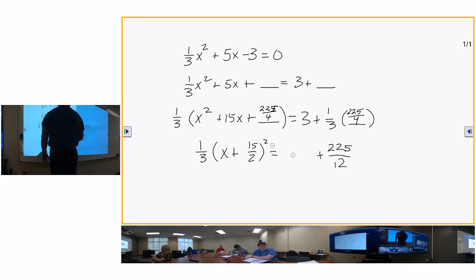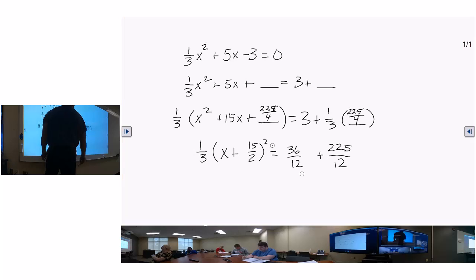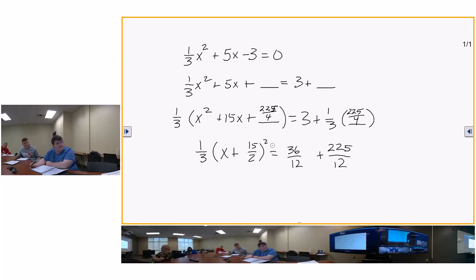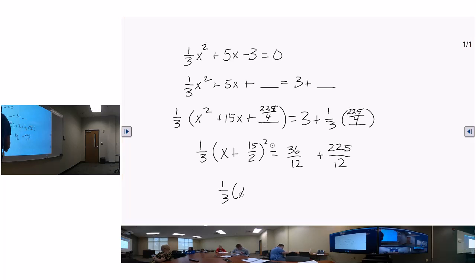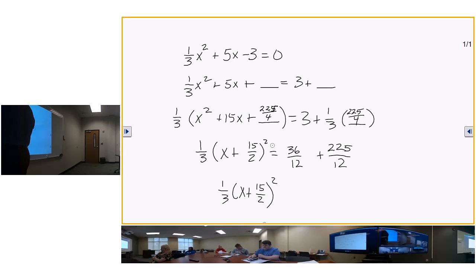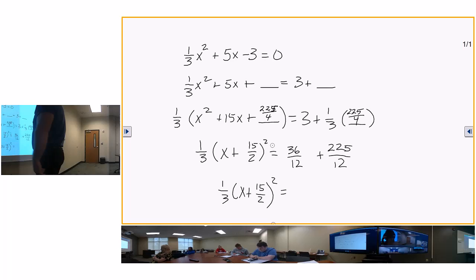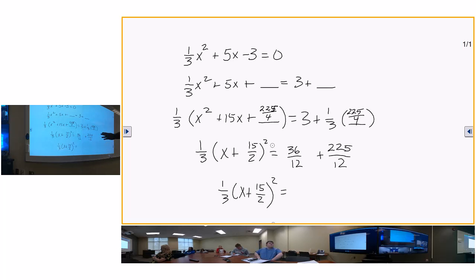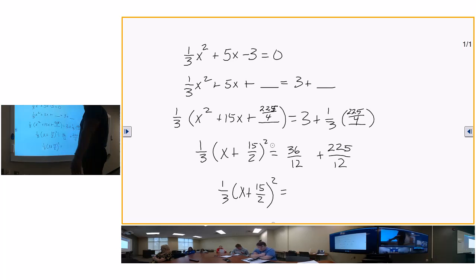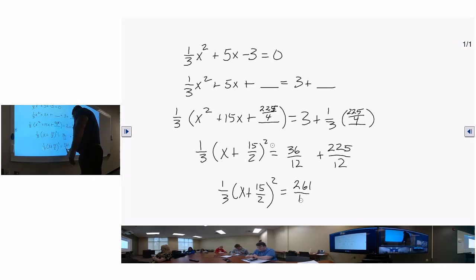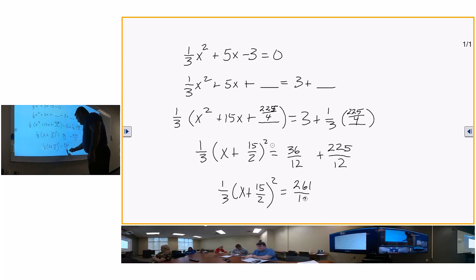And that's going to give us 36 over 12 here. And that's going to give us 1/3 times x plus 15 over 12, or 2, sorry, squared equals 261 over 12. Somebody help me out. 361 over 12. What is it? 261 over 12. And at that point, you can find your vertex.